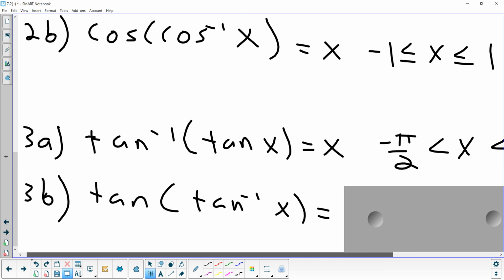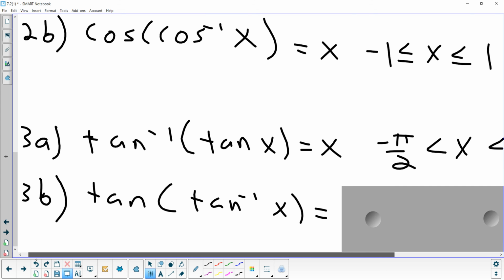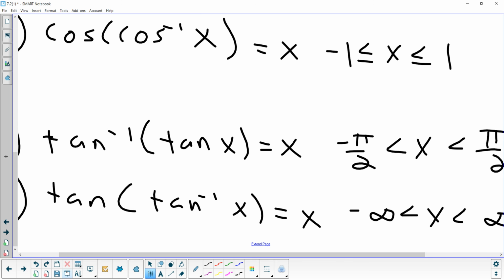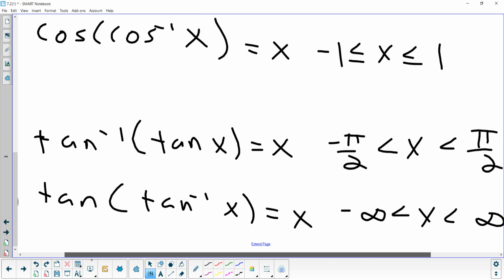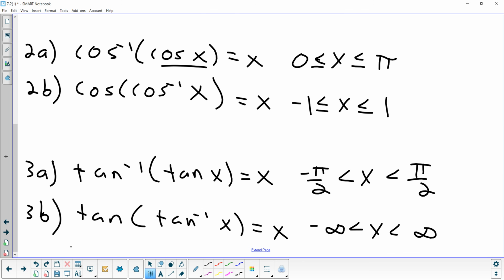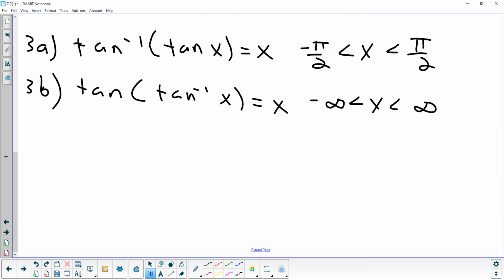And what about the bottom formula? When will the tangent of the inverse tangent of x cancel itself out and give you back what you started with? Negative infinity to infinity? So essentially, when is that? Always. Formula 3b works all of the time, no matter what. So technically, there is no restriction on Formula 3b.